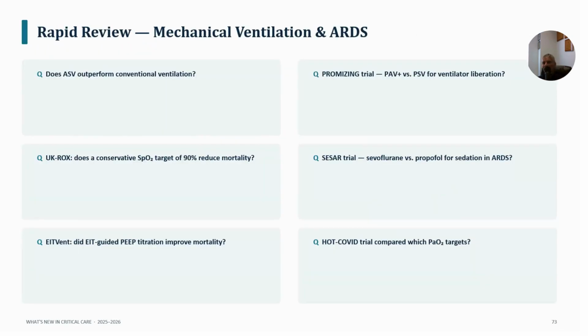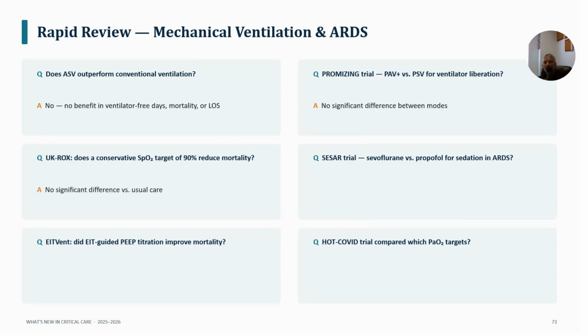So rapid review, does ASV outperform conventional ventilation? No. You learned about Otis equation. No benefit in ventilator-free days, mortality like to stay. Promising trial, PAV versus PSV for liberation ventilation, no significant difference between modes. UK-ROX does a conservative SAT of 90% reduced mortality, no significance versus usual care, unlike the initial trials that showed benefit. SASAR trial, sevoflurane versus propofol, sevoflurane had a worse 90-day survival.